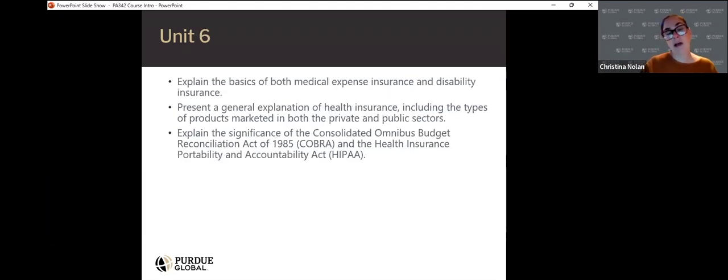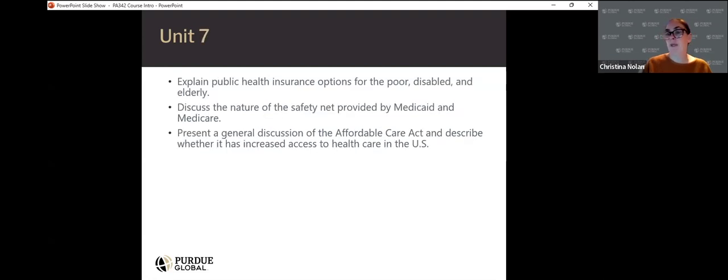Again, this is where the class can be useful to both you as a person who may eventually retire, and then you as somebody working in this area of law. Unit 6, this is where we look at medical expense insurance and disability insurance. We take a close look at these. We look at what's out there, and then we look at the COBRA and HIPAA acts and how they impact it.